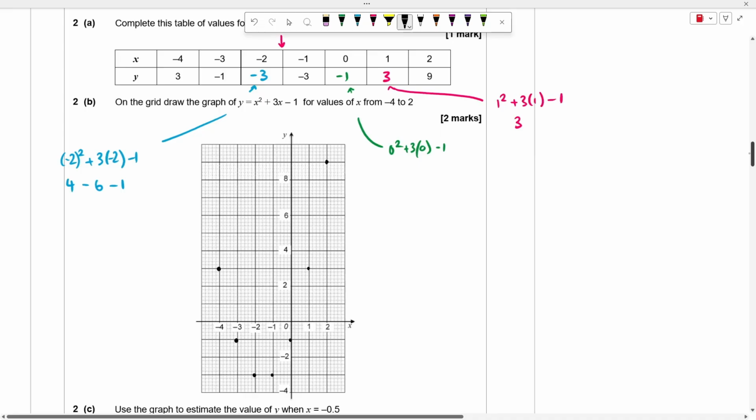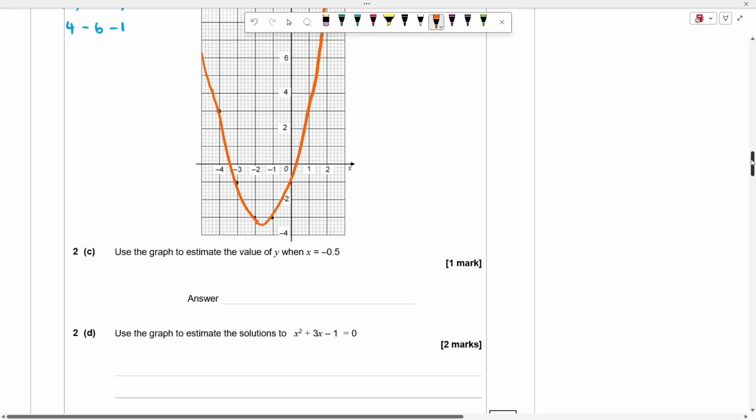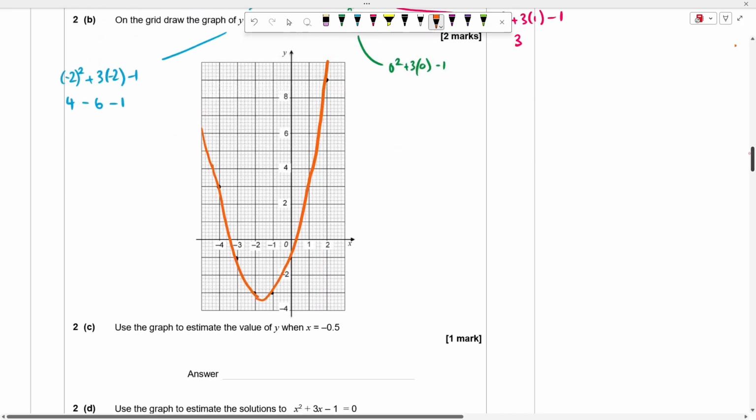Then all that's left for me to do is carefully join these points up with a smooth curve. Just a word of warning, this is extremely difficult to do on the computer, but you should have a nice smooth parabola shape that goes through the points, something that represents a U. As long as you get something that looks like that, that should be fine. The next question asks us, using the graph, to estimate the value of y when x equals minus a half.